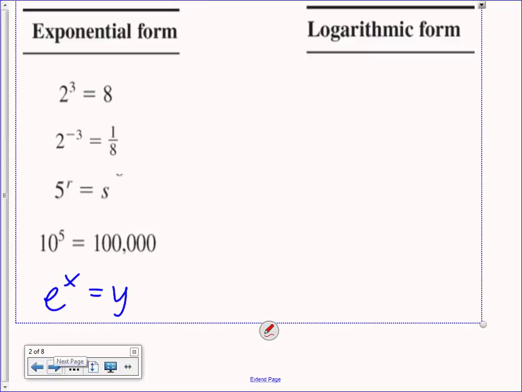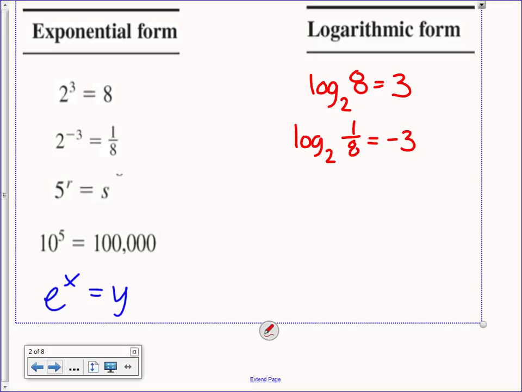Okay, so the first one is the same one that we just looked at. If we have 2 to the third power equals 8, that becomes log base 2 of 8 equals 3. All right, let's look at the next one. We have 2 to the negative 3 power equals 1 over 8. That becomes log base 2 of 1 over 8 equals negative 3. All right, then we have 5 to the r power equals s. That becomes log base 5 of s is equal to r.